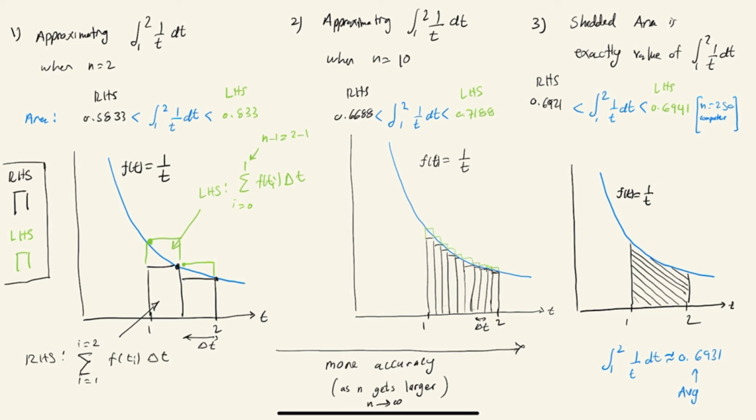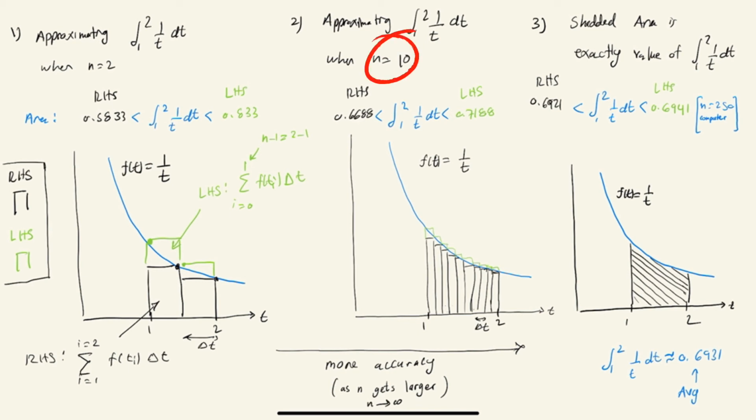So we can see this is the graph of 1 over t, and then we have the left-hand sum in green, and then the right-hand sum in black. We can notice here the function is decreasing. So the left-hand sum is going to be an overestimate and the right-hand sum is going to be an underestimate. And the area is going to be between the left-hand sum and the right-hand sum.